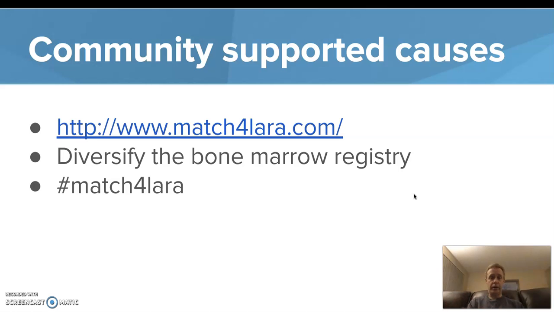And there are many other cases of this happening, where people with unfortunate diseases find matches to be able to receive such transplants.